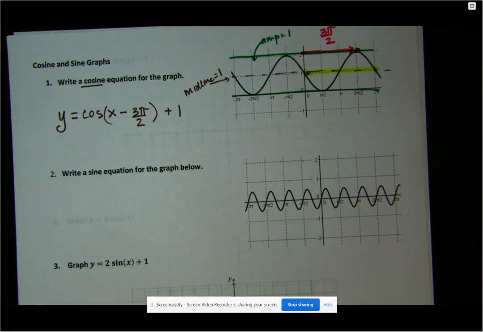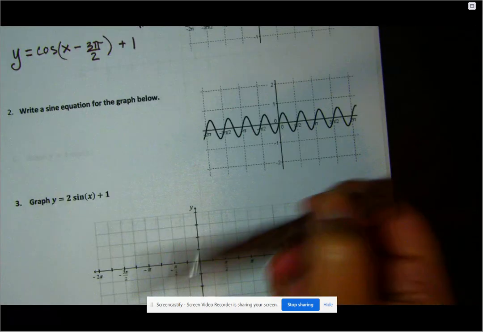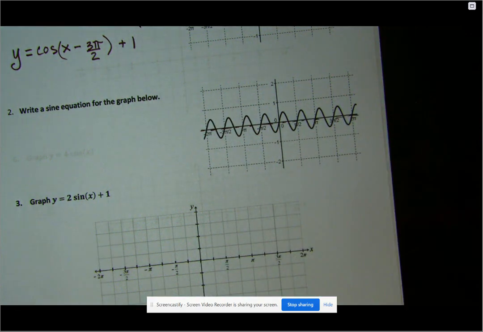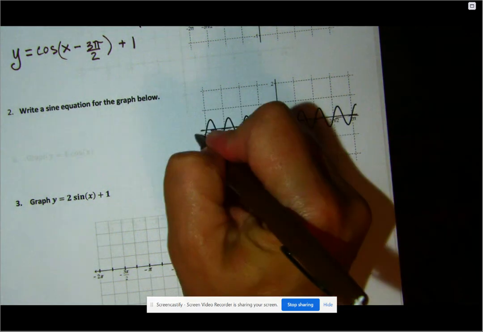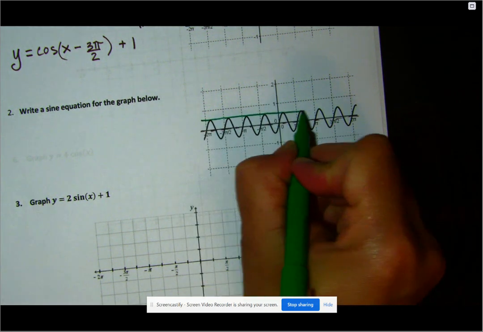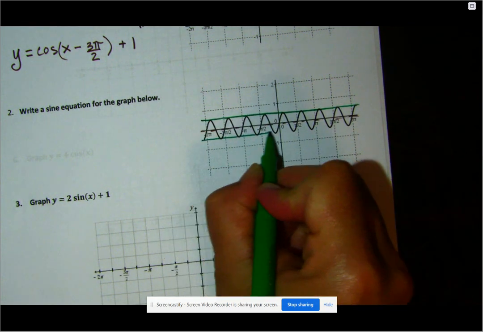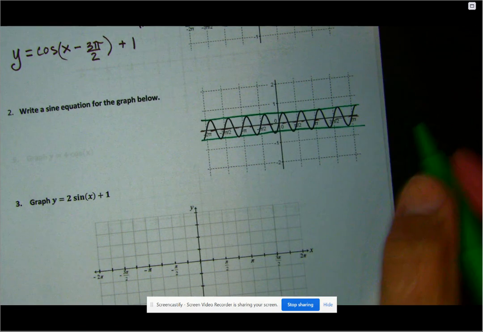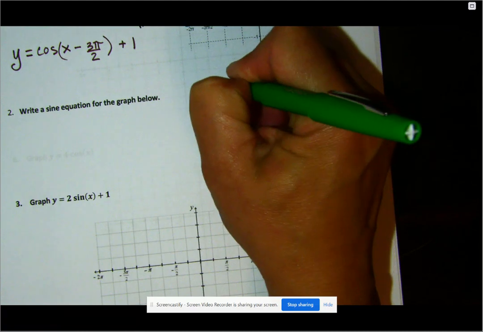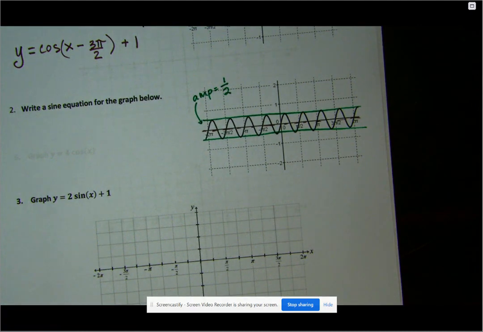All right, next one, let's write a sine equation for the graph below. First thing I'm going to look at is the midline. It's right there at 0, so it did not shift up or down. The amplitude looks like it's exactly at a half. Amplitude equals 1/2.